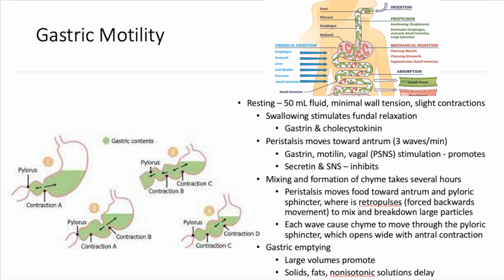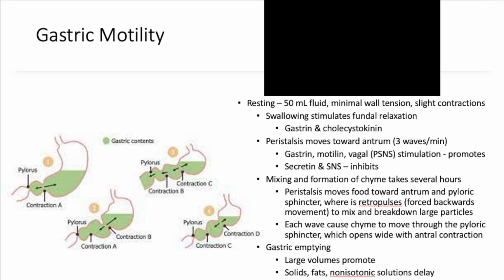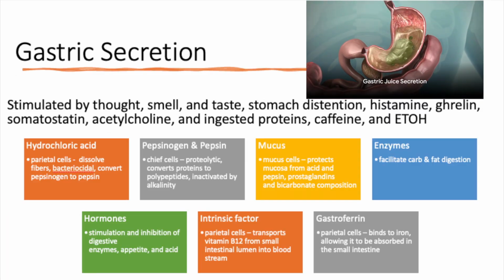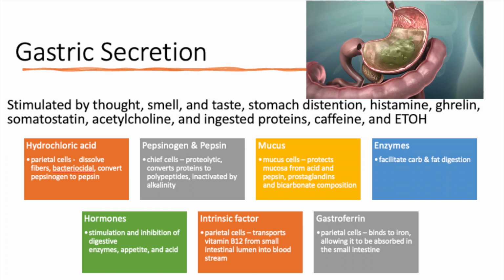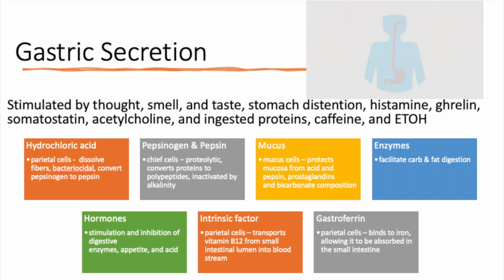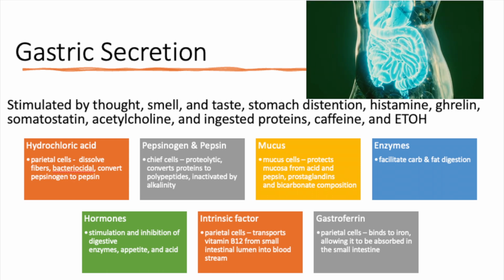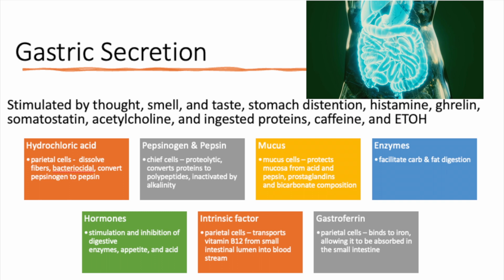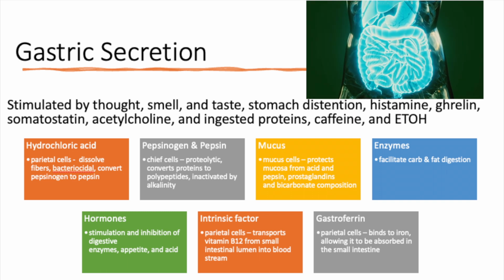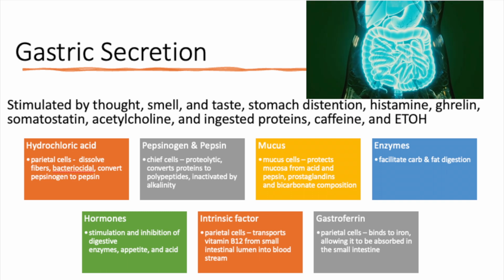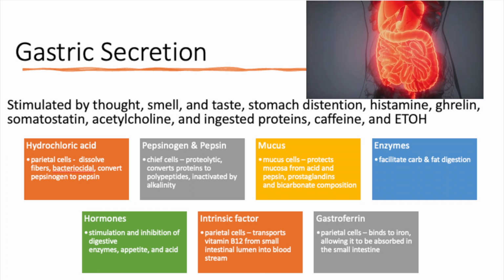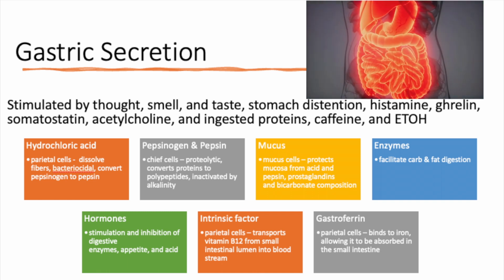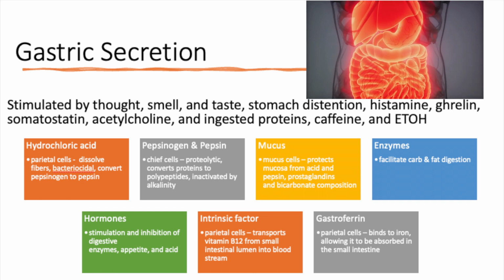Some disease states alter gastric emptying rates as well. The intricate balance of hormones and enzymes in gastric juices is finely tuned. The production of these secretions is triggered by various stimuli, including the mere thought, smell, or taste of food, the physical expansion of the stomach, and the presence of substances like histamine, ghrelin, somatostatin, and acetylcholine. Additionally, the ingestion of proteins, caffeine, and alcohol can also prompt gastric secretion.